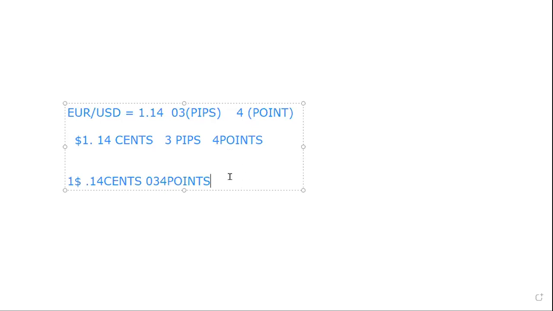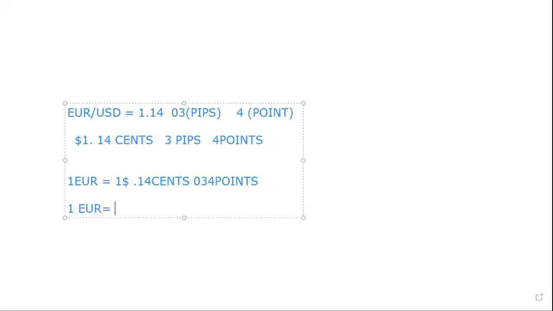So it means that the value of 1 euro at that particular time is what? 1 euro equals $1.14 and 34 points. So if you are taking these digits together, it becomes points. But if you want to calculate it in pips without this last digit, remember I said a point is the tenth value of a pip. So what do you do? You divide this 34 by 10, which is 3.4 pips.